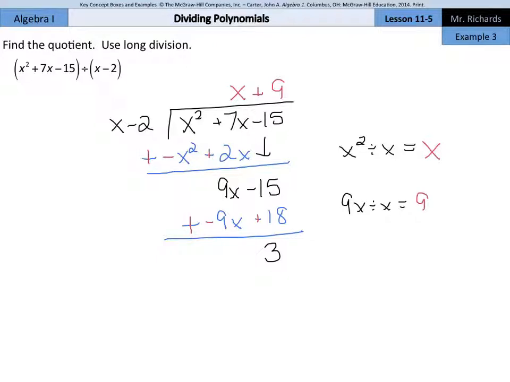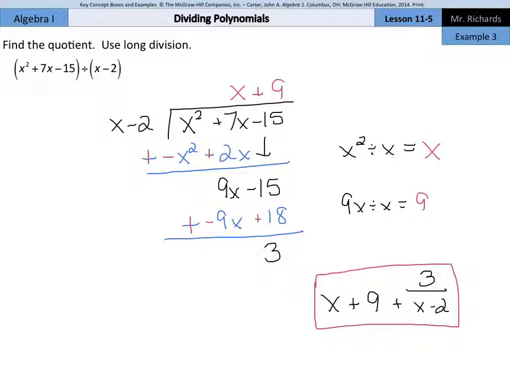But what's that mean? Well, for our answer, we can write this as x plus 9, but then additionally plus that remainder of 3 over this x minus 2. So my final answer is x plus 9 plus 3 over x minus 2. And that's how we can find the quotient using long division.